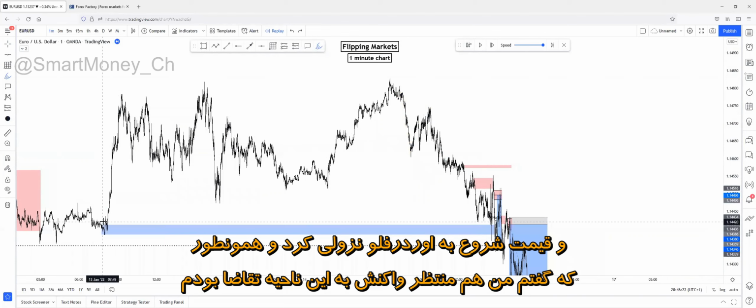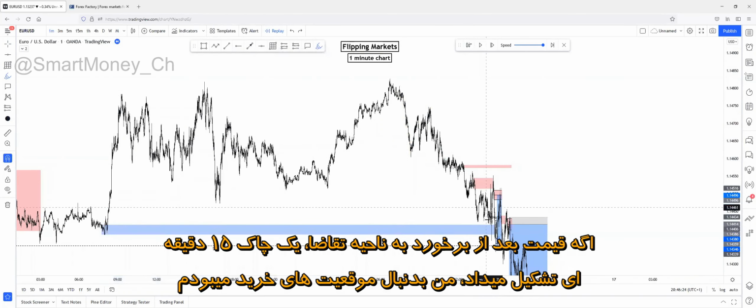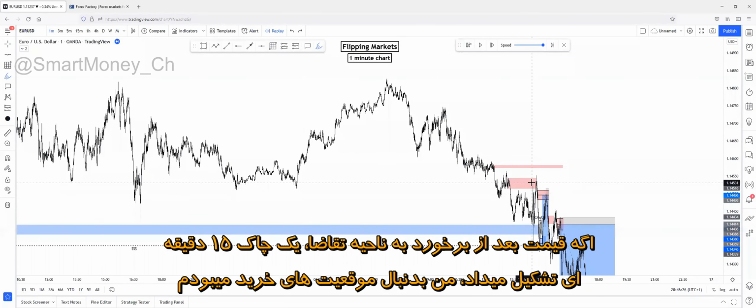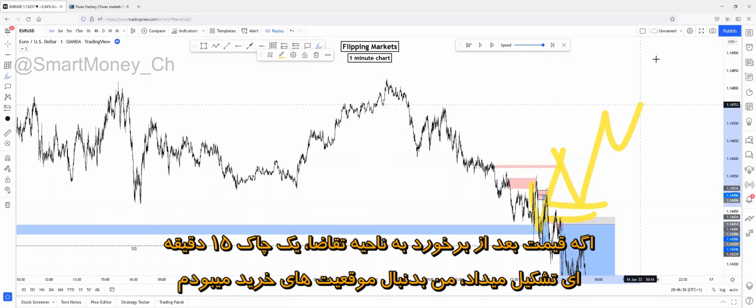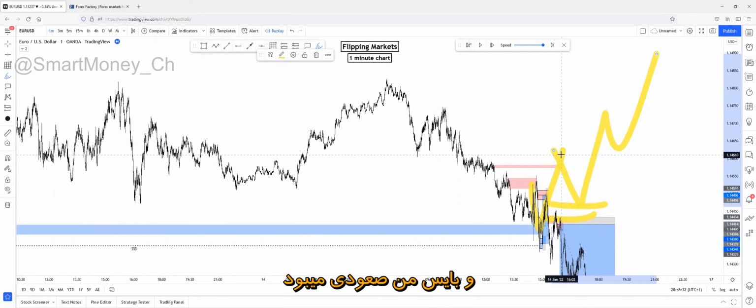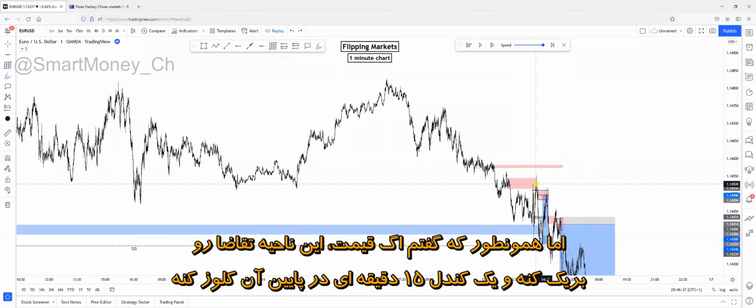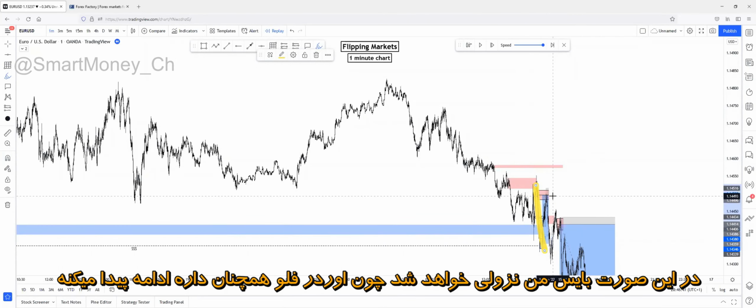And as I said, I was waiting for a reaction on this demand zone. If price would have created a 15-minute change of character after the tap of this demand zone, I would be aiming for long opportunities, and my bias would have been bullish. But as I said, if price breaks below this demand zone with a 15-minute body closure candle, then my bias will be bearish, because the order flow is still being continued.